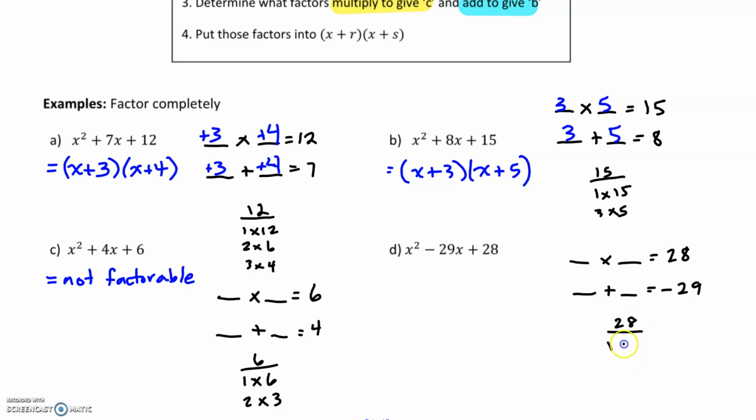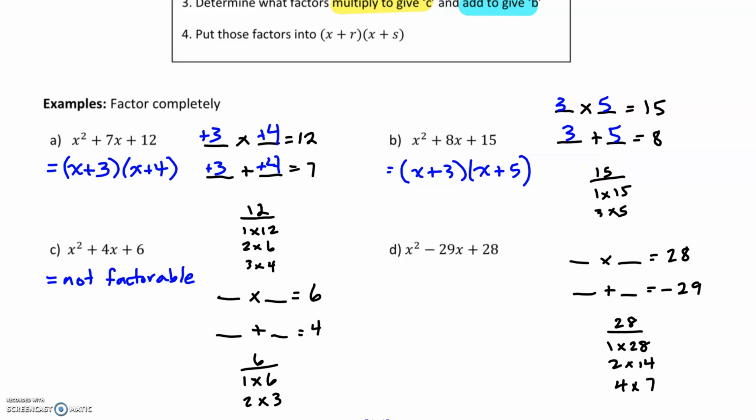We're going to do the factors: 1 times 28, 2 times 14, 4 times 7. Okay, and I think that's it. So for this one, I can see that 1 and 28 will add to give 29. And there's no other combinations that'll help. So I know my factors are 1 and 28.